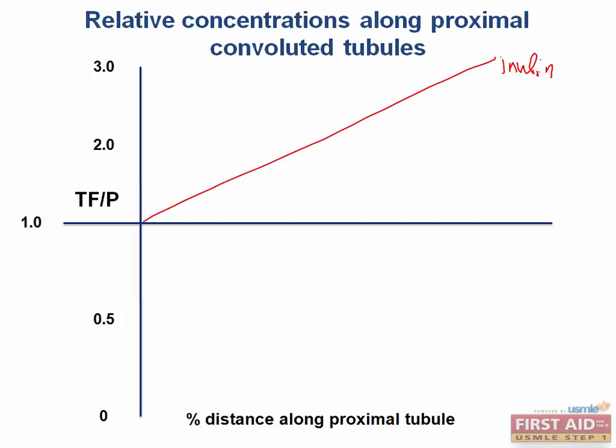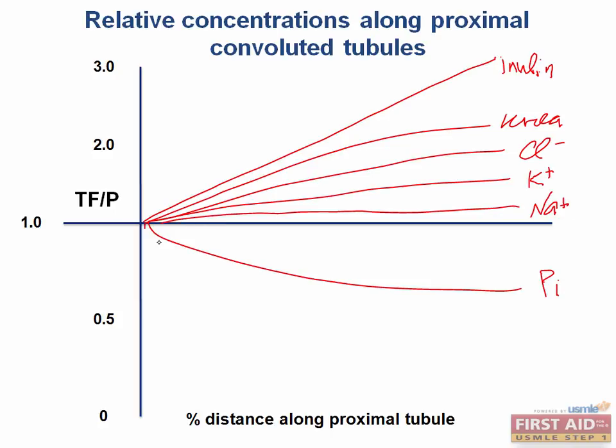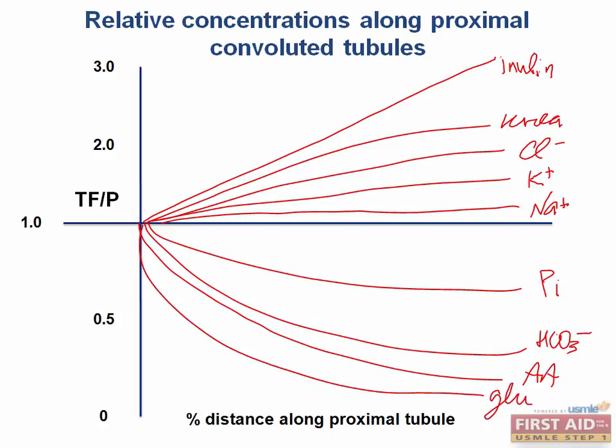There are a couple important points to take away from here. First, the vast majority of substances have net reabsorption in the proximal tubule. This includes urea, ions like chloride, potassium, sodium, inorganic phosphate, bicarb, and molecules like amino acids and glucose. Generally speaking, where along the nephron will most of this reabsorption take place? Well, in the proximal tubule.